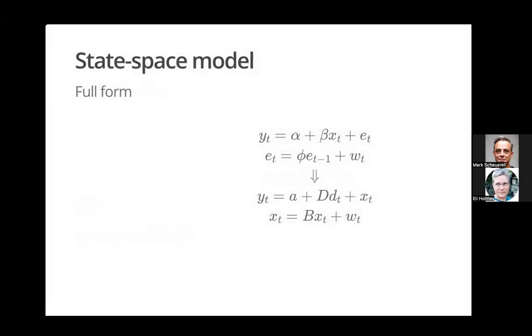So here's that model we started with. Here's our linear regression. Here's our autocorrelated errors. By just doing some substitution, just calling things differently, we've arrived at this. And Eli talked quite a bit about this model already.